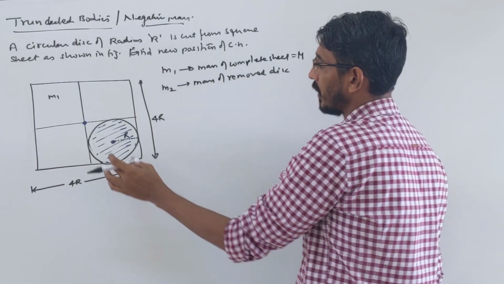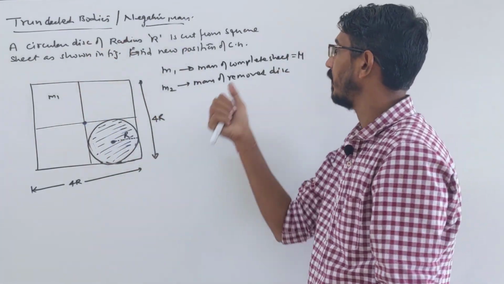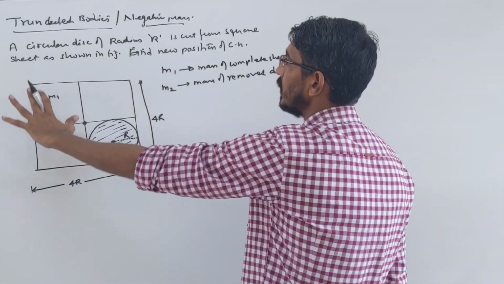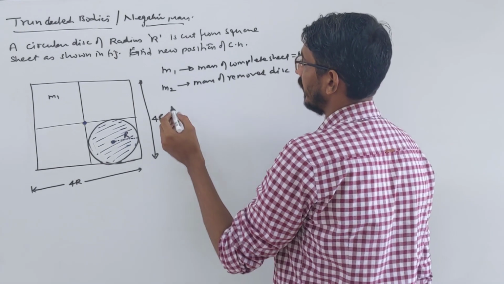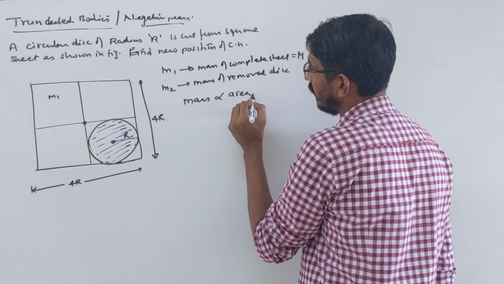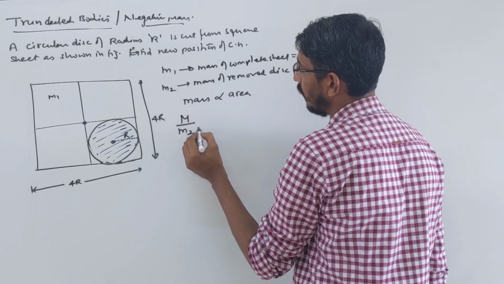Right? So this we have to calculate first, the mass of the complete sheet, which we call M. So what is M2? It's a two-dimensional body, a sheet, so you can use the area concept. Let's write area. Mass is proportional to area. Mass of the complete disc we call M, mass of the removed part we call M2.